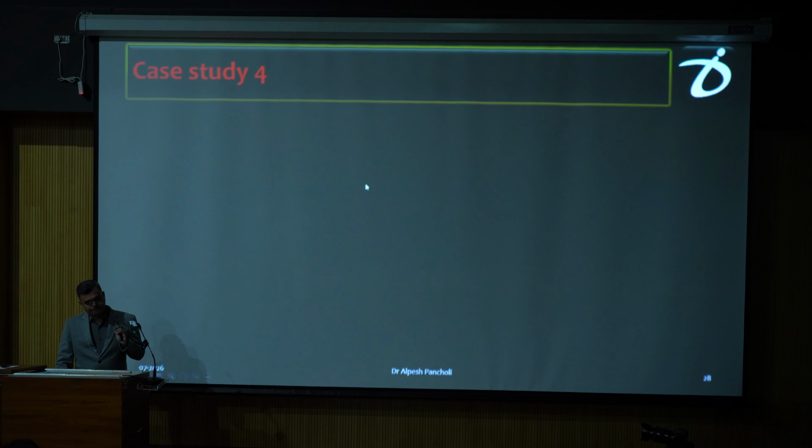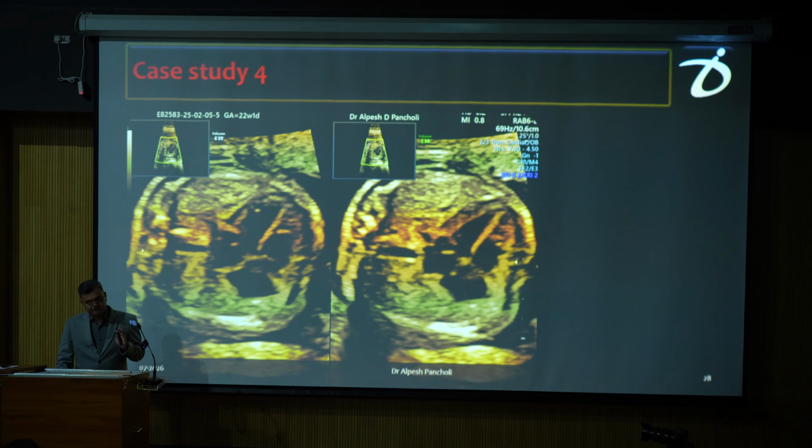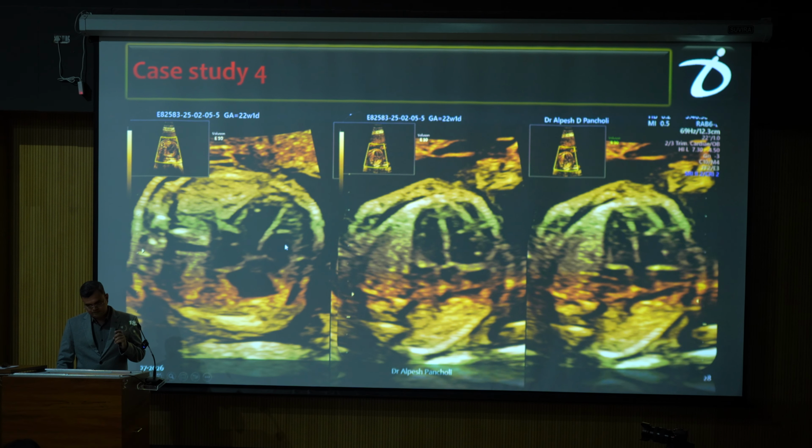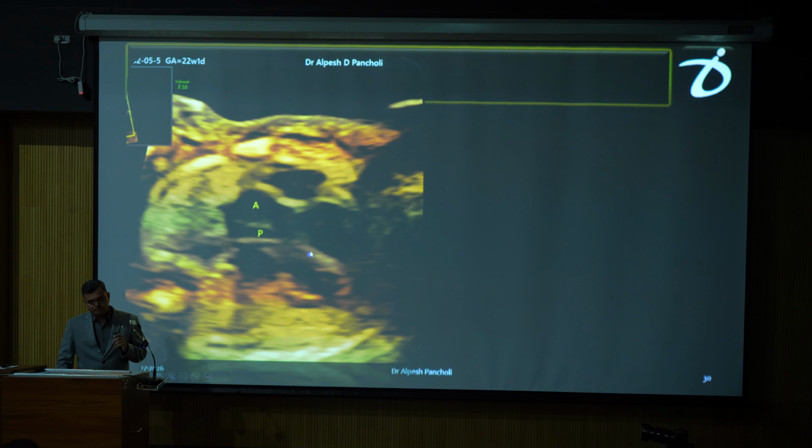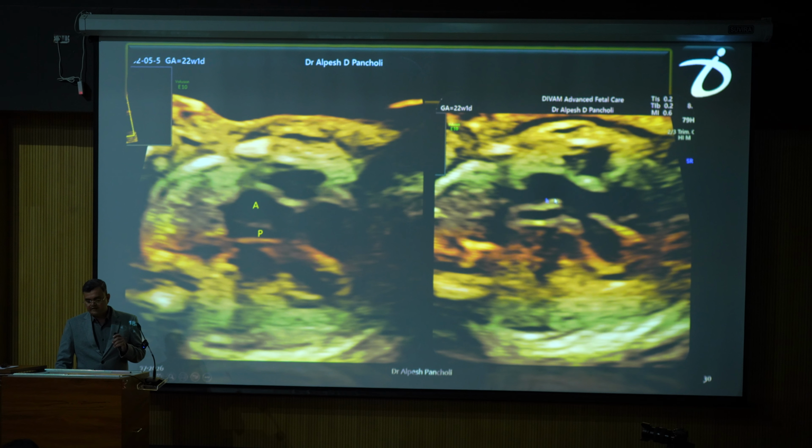Now coming to case study 4. So here again we have a normal 4-chamber view except for the left axis deviation. In the 5-chamber view we can see there is an overriding vessel. Whenever we see an overriding vessel, we need to see the pulmonary artery. This is on the color, we can see the overriding great artery. Here we can see there is an overriding vessel, but the pulmonary artery is arising from the main truncus. So we are dealing with common arterial trunk.